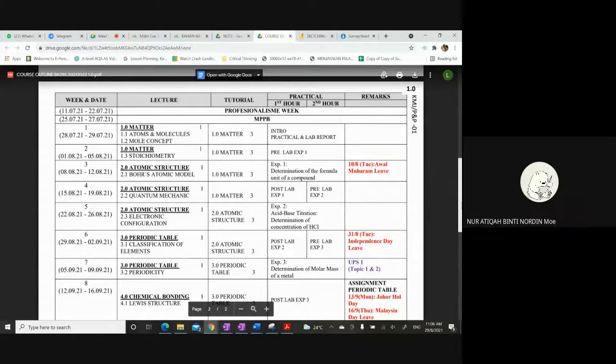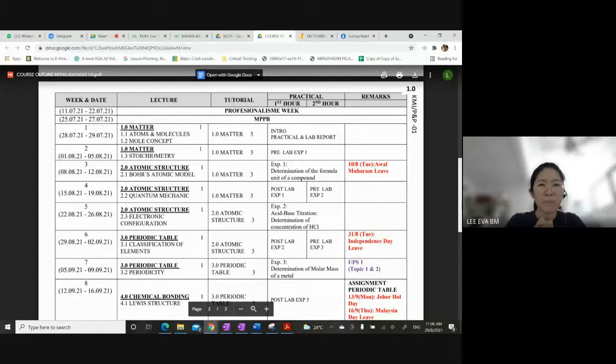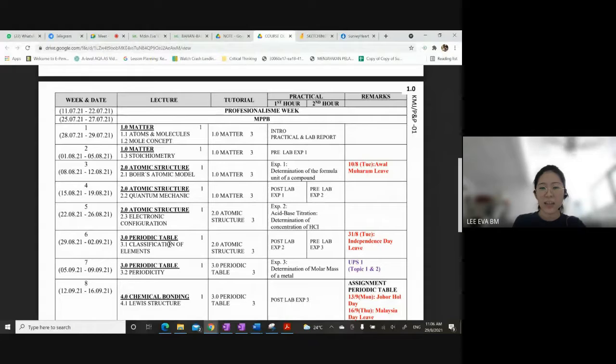Kita sekarang dekat minggu ke 6. Week 6. Okay, so here we are. Week 6, supposedly the lectures, we are entering chapter 3. And then for tutorial is still in chapter 2.